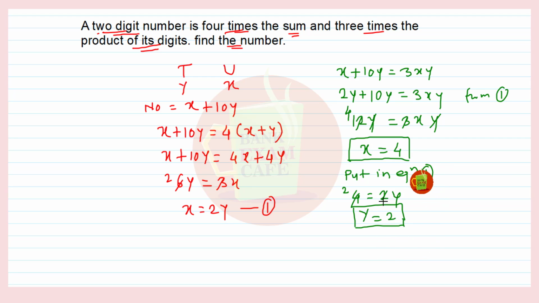Now you have got x as 4, y as 2, and therefore you can write the two-digit number. Units place digit is x. So what is units place digit? It is 4. And what is tens place digit? It is 2. And therefore the required number is 24. And therefore friends, here we have got the required number, that is 24.